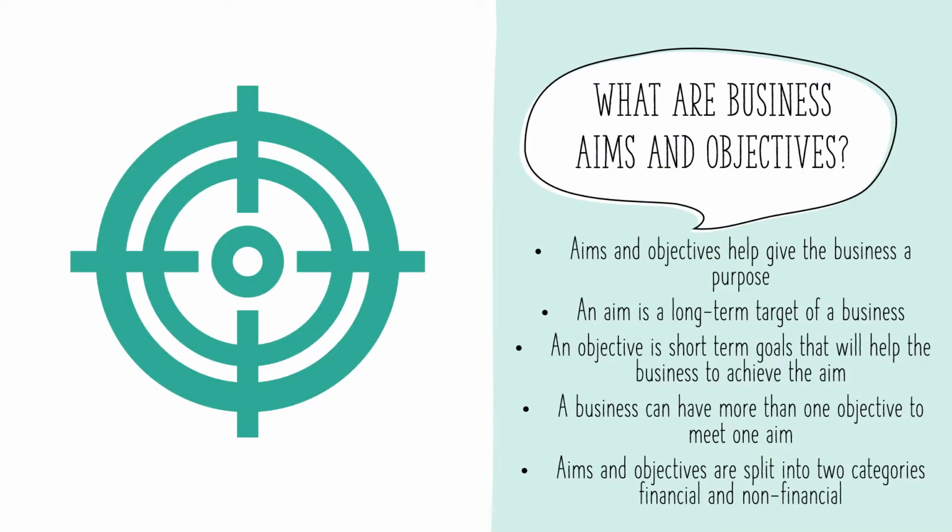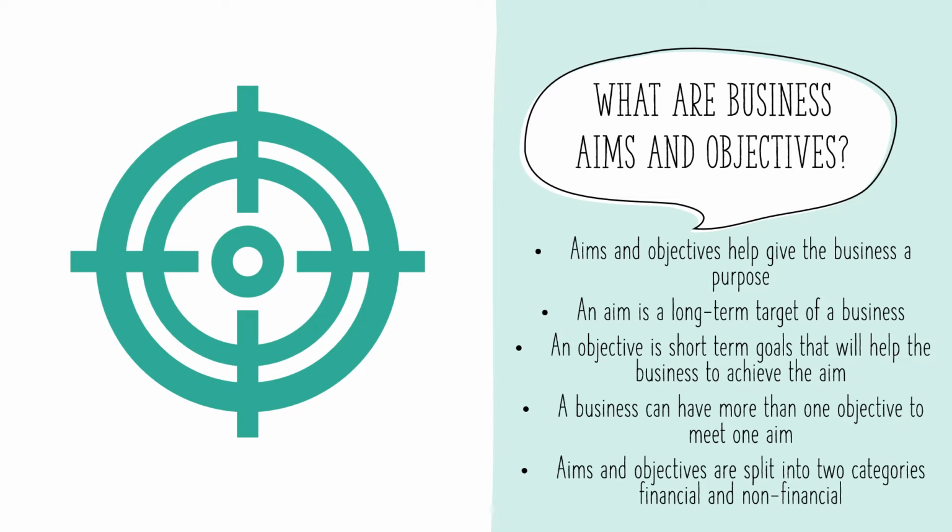What are business aims and objectives? Aims and objectives help give a business a purpose. An aim is something that's long-term, and it's a long-term target of a business. An objective is a short-term goal, and that's going to help the business to achieve their aims. A business can have more than one objective in order to meet an aim.